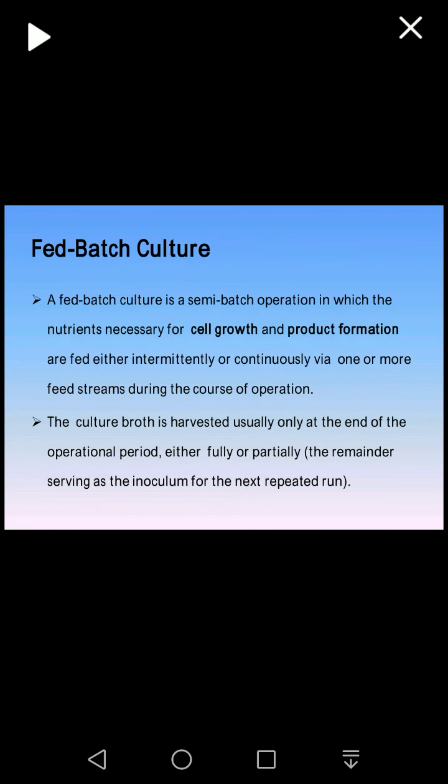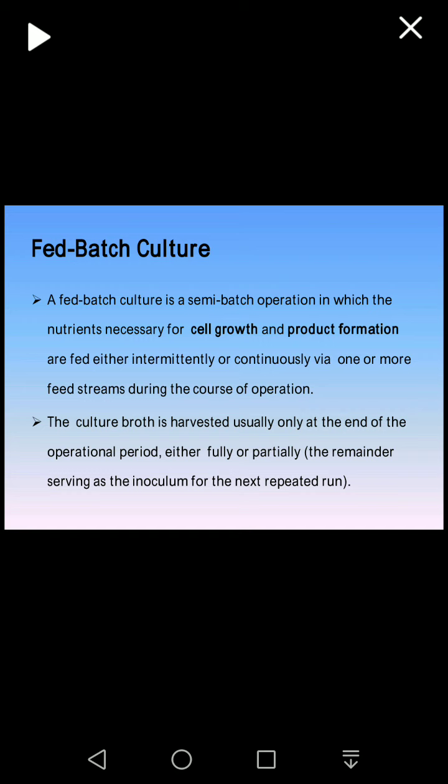Right, moving towards a fed batch culture. A fed batch culture is a semi-batch operation in which the nutrients necessary for cell growth and product formation are fed either intermittently or continuously via one or more feed streams during the course of operation. The culture broth is harvested usually only at the end of the operational period, either fully or partially, the remainder serving as the inoculum for the next repeated run.